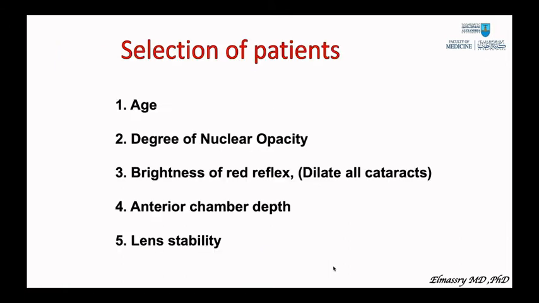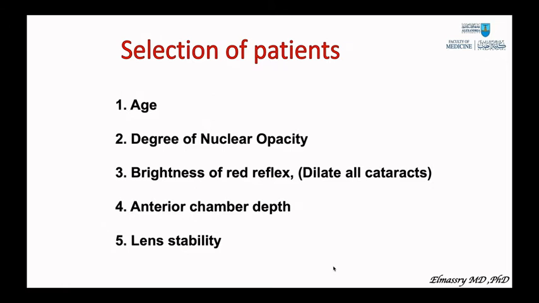For selection of patients, we have to take care of the age of the patient and the degree of nuclear opacity. For phaco beginners, it's preferable to start with patients between 50 and 60 years of age, and a degree of nuclear opacity between +2 and +3 with a good red reflex. And of course, all cataracts should be dilated before surgery during the examination.